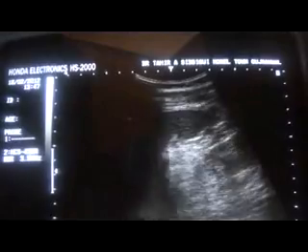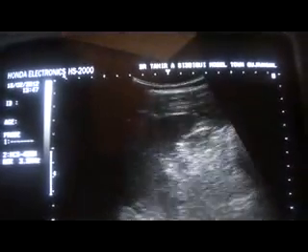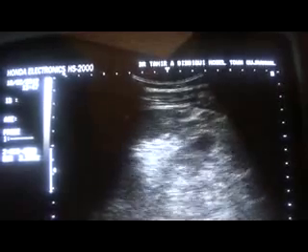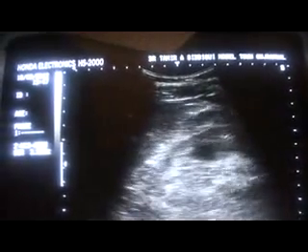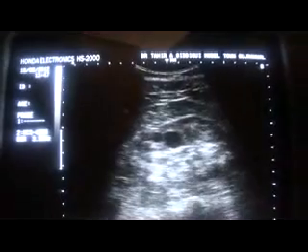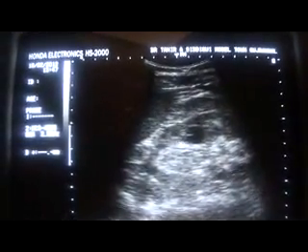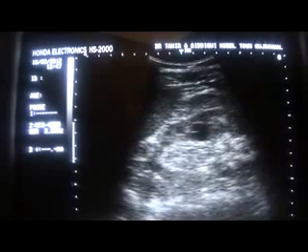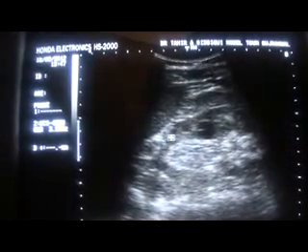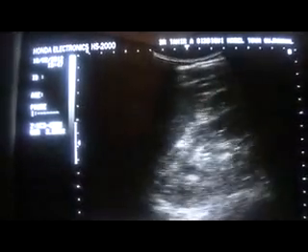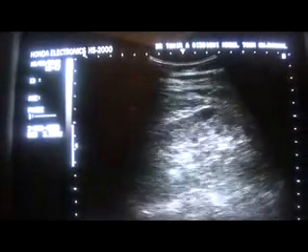Now this is the lower pole of the left kidney, where you can see a number of cysts. This is the larger one. These are the smaller ones. So this is usually a bilateral condition.